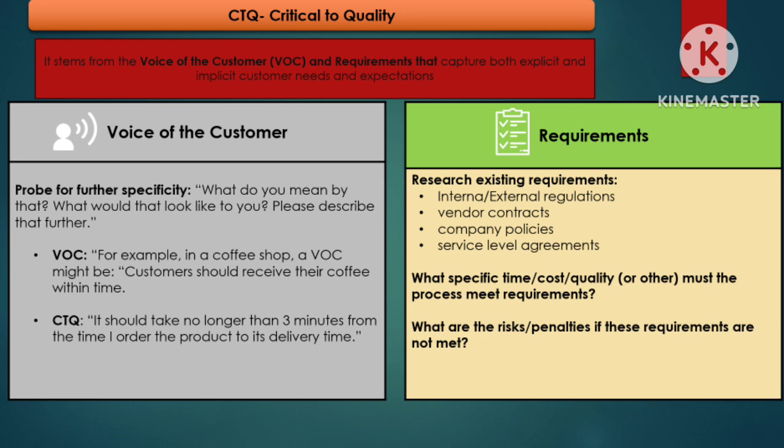So CTQ comes from the voice of customer, what the customer feels about your product, services, offerings. So the customer will give the VOC, and from the VOC you will try to understand the criticality for the customer. Those will be the drivers you will try to identify based on the VOC.